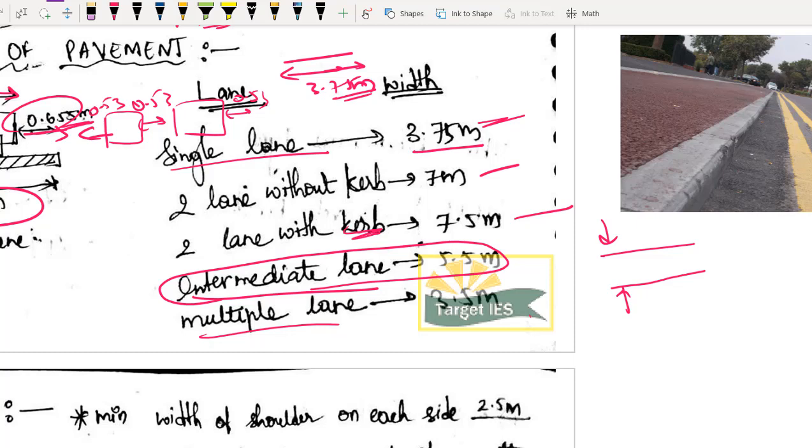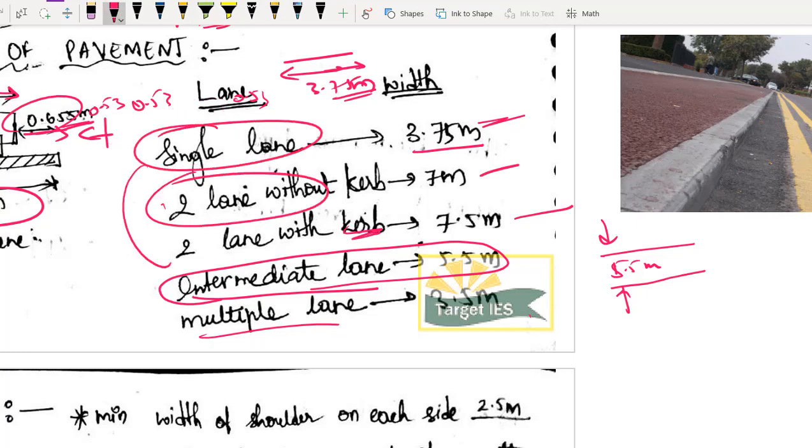The road will not have that much width. Why? Because they are intermediate lanes. So it will be 5.5 meter. It will be intermediate lane, the name itself says it. It will be somewhere in between the dimensions of single lane and double lane, okay? It is around 5.5 meter.